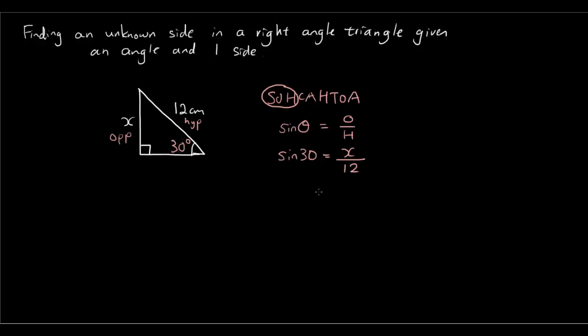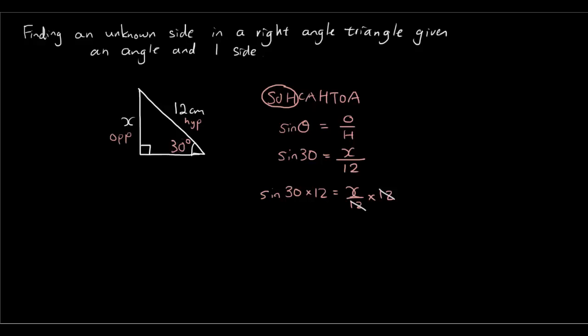So now we're trying to find out what x equals, and we're going to use the basic balancing technique in algebra. If you haven't done the algebra tutorials, I'd suggest that you do them so you know how to balance an equation. So we're going to multiply by 12 on both sides. So sine 30 times 12 equals x over 12 times 12. And by doing that, we cancel out the divided by 12 and times 12 because they are inverse operations.